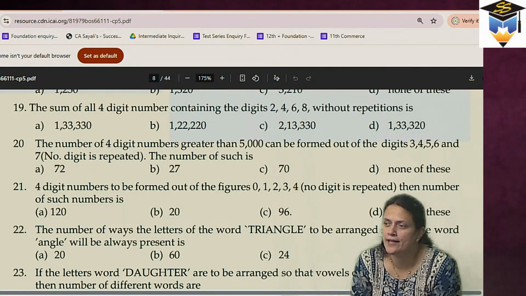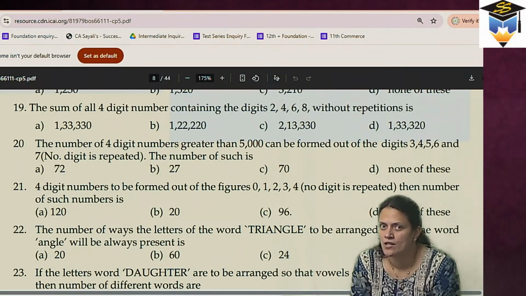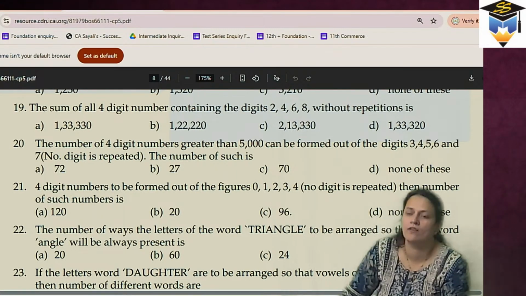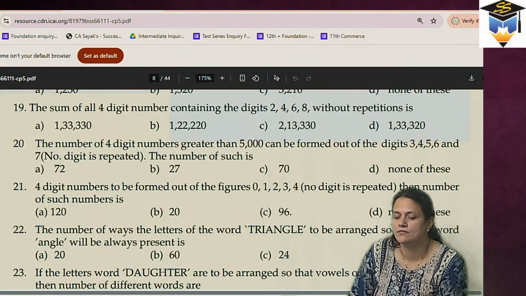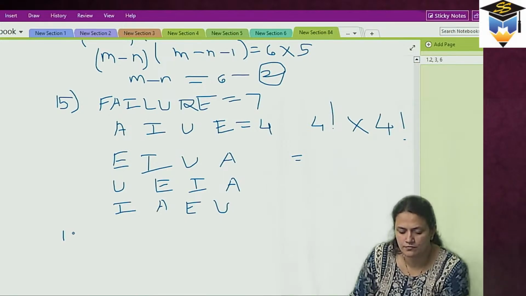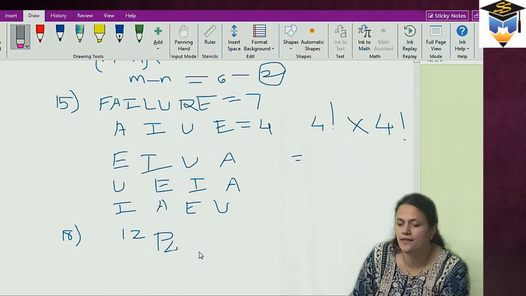Everybody understood this part? Any doubts? काय 12P4. कुठला सम होता 18th ना? 12P3 येणार ना?